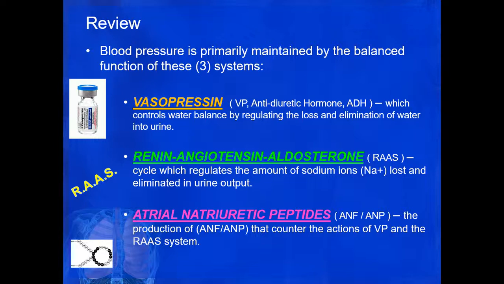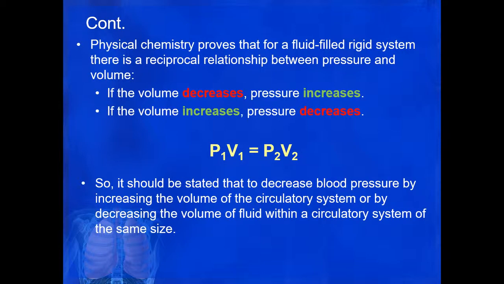Blood pressure is primarily maintained by the balanced function of three systems: vasopressin, the antidiuretic hormone, or ADH, which controls water balance by regulating the loss and elimination of water into the urine. RAAS is the cycle which regulates the amount of sodium ions lost and eliminated in urine output. The atrial natriuretic peptides, ANF or ANPs, counter the actions of vasopressin and the RAAS system.